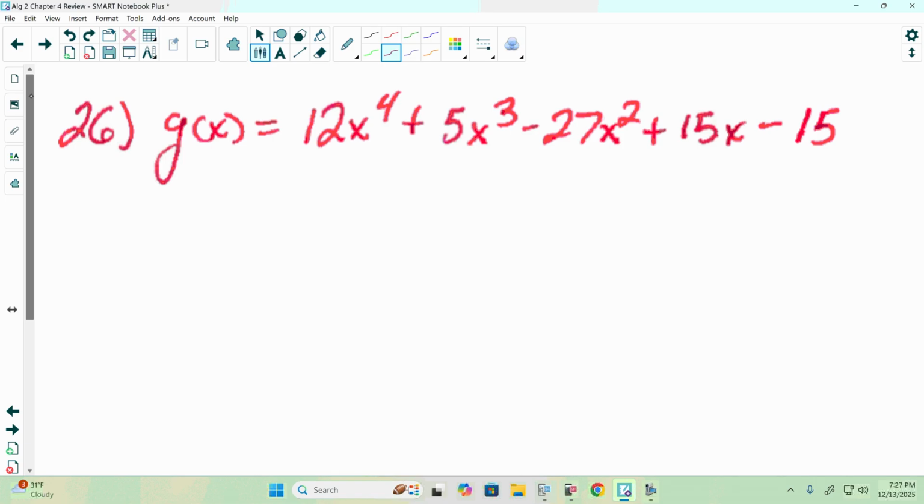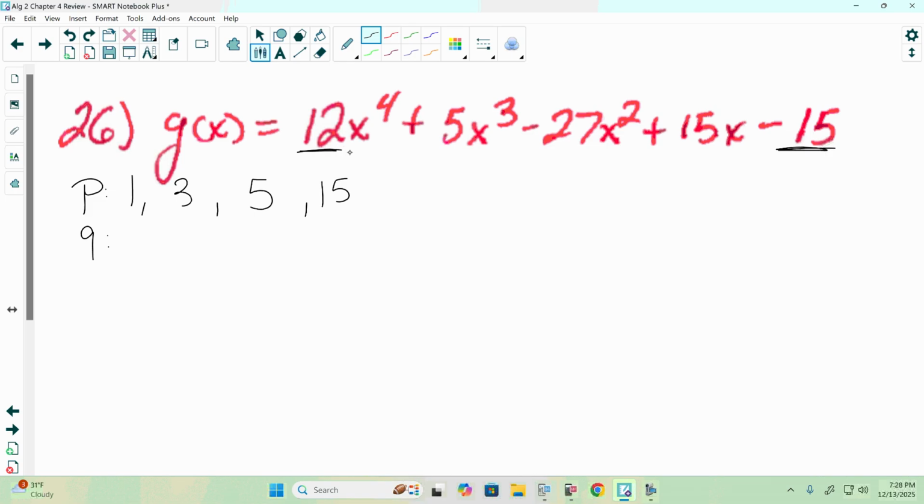Let's look at problem number 26. So it's going to be good to start with our factors of P and factors of Q first. P is our factors of the constant term, 15. I'm not worried about the negative, we're just worried about 15. So factors of 15, the numbers that multiply together to give us 15. 1 and 15, 3 and 5. We're just looking at the factors.